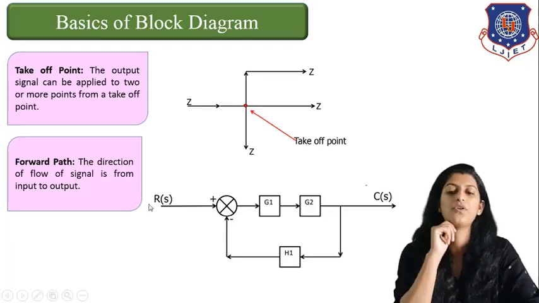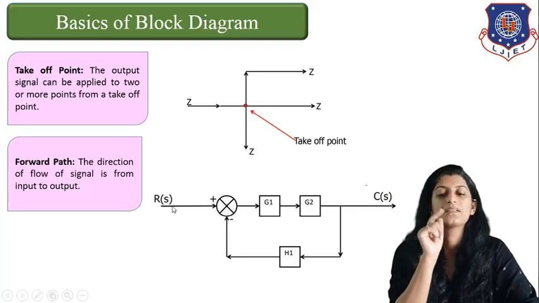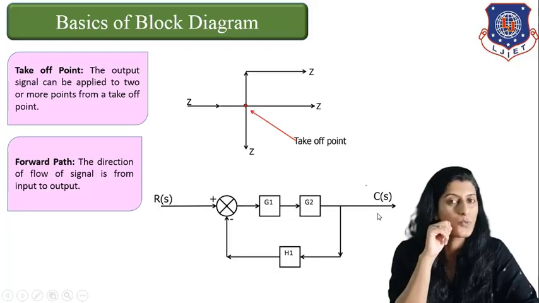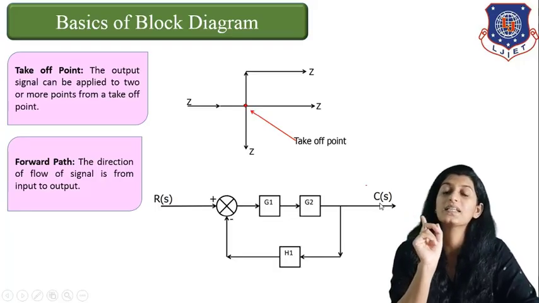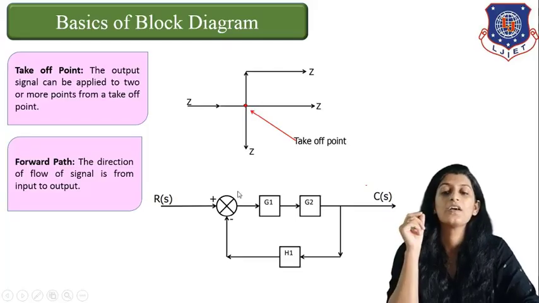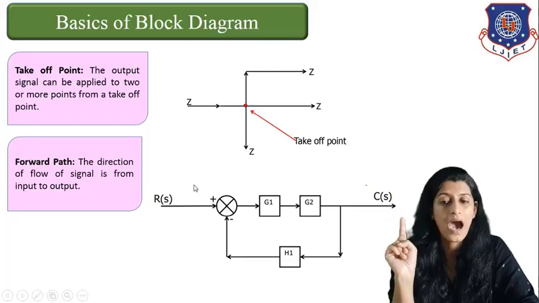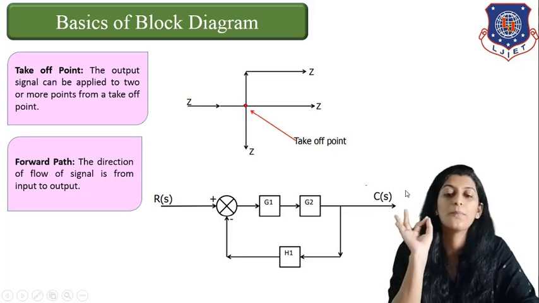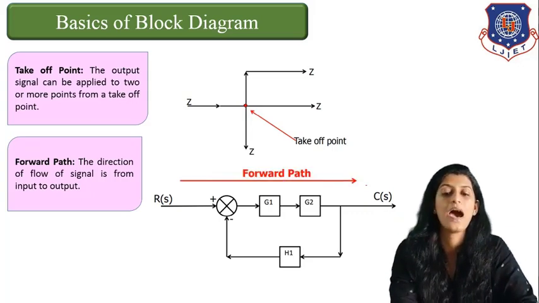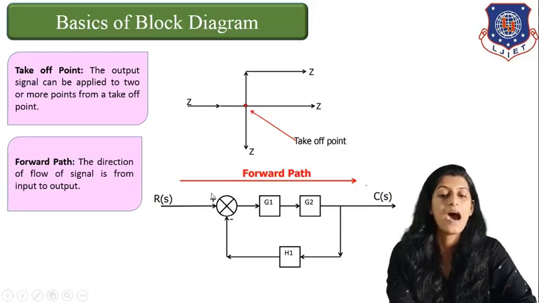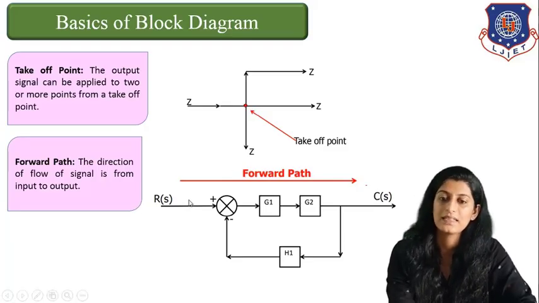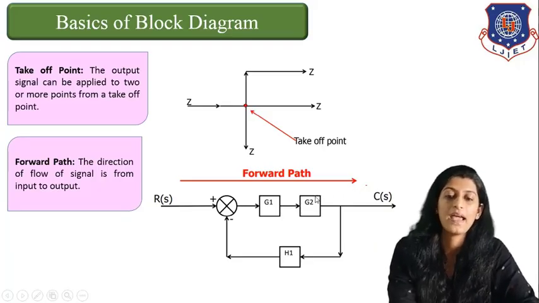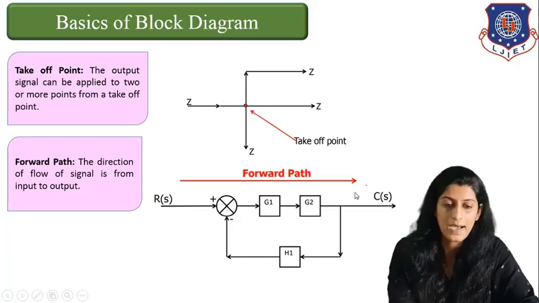So suppose this is our given block diagram. R(s) is our input, C(s) is our output. Correct. So what will be the direction of the forward path? If I am moving from R(s) to C(s), it is considered the forward path. Right. So the forward path is given by R(s) to C(s), and this is the path which is termed the forward path.